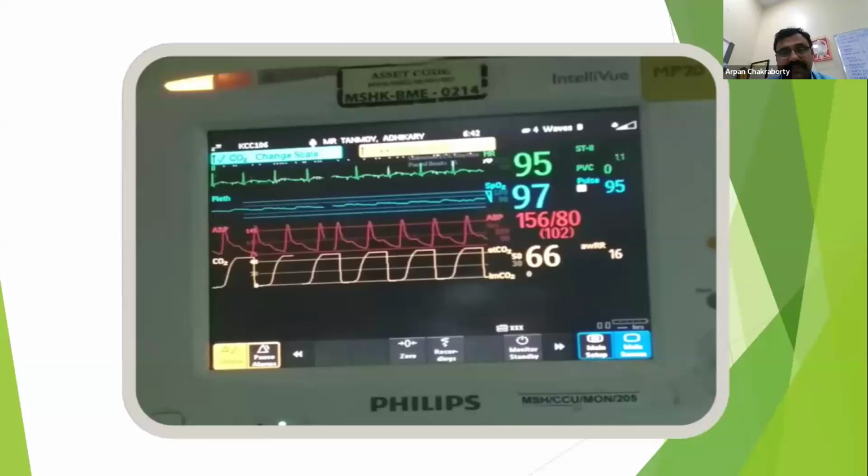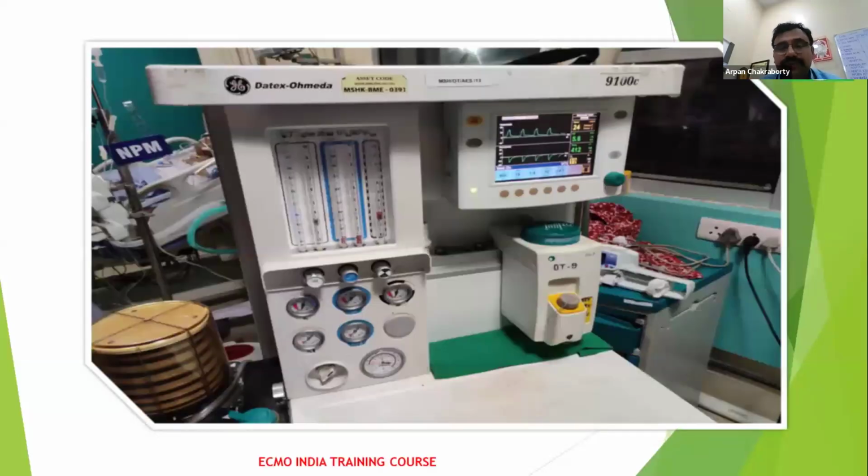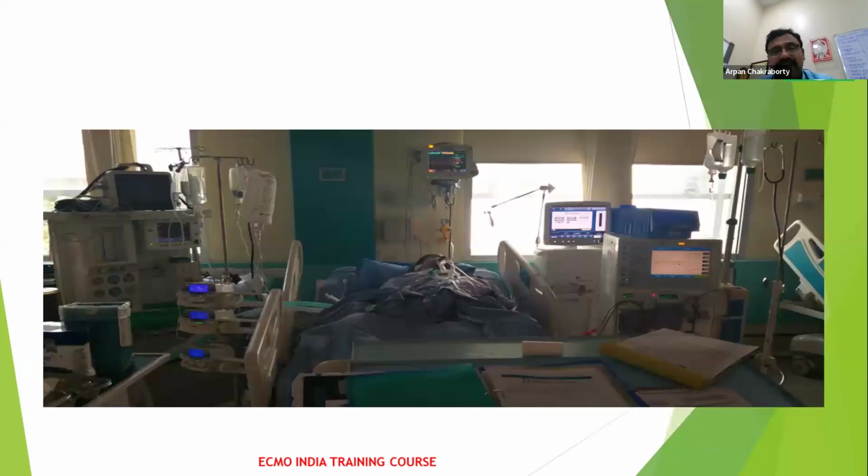The EtCO2 is 66 from 70, and we have used sevoflurane for this dynamic hyperinflation. The spasm reduced slowly. Look at the ventilator, kept on standby mode, and it is actually getting ventilated with the anesthesia, ventilated with the sevoflurane, and ECOR is going on in the same patient.